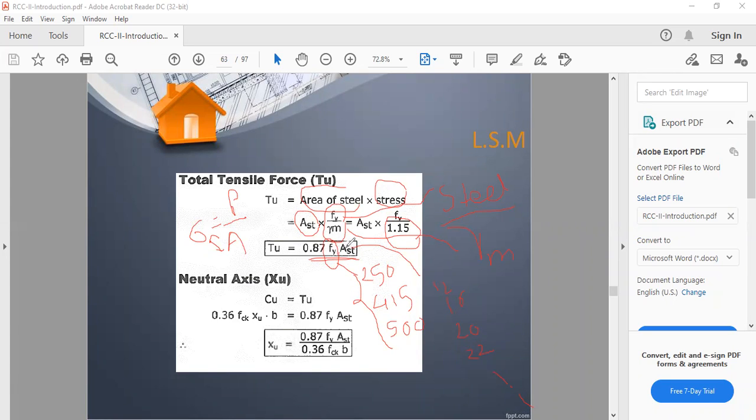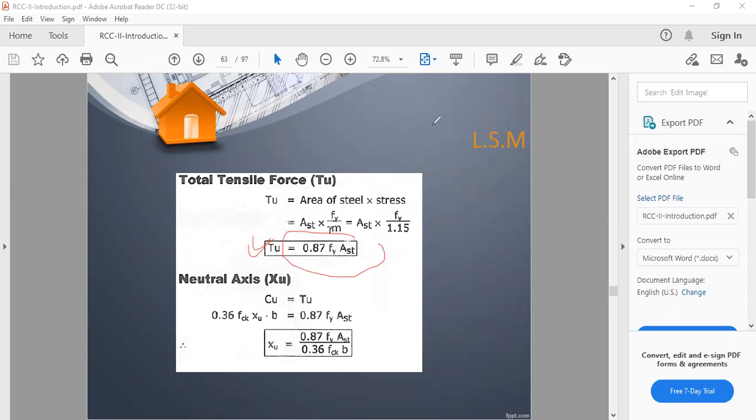And AST depends upon which diameter of the steel you are going to use, and how many numbers are there. Depending upon that, this tensile force will vary.